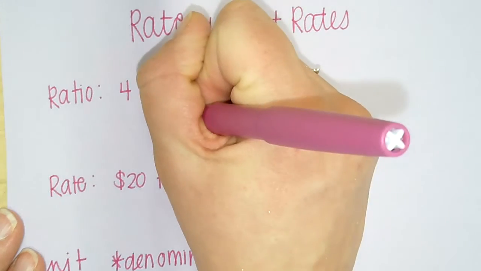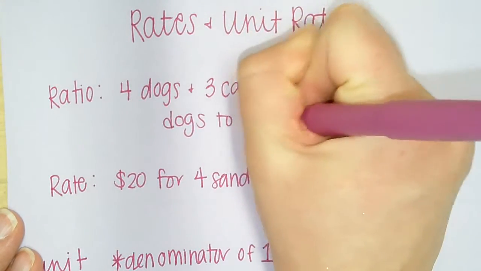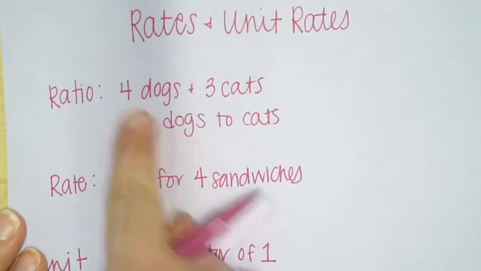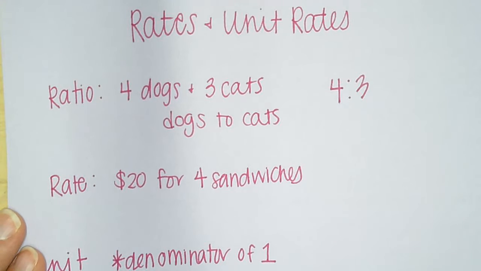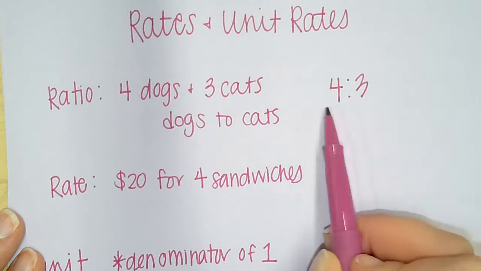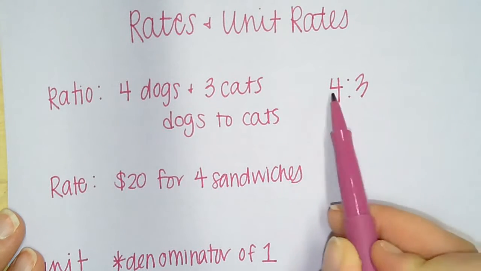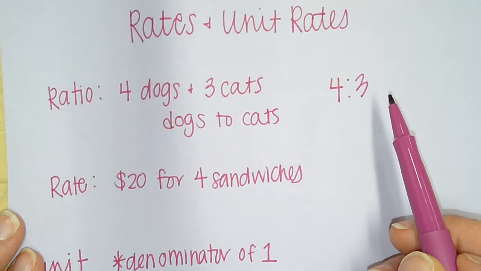And I can say, what is the ratio of dogs to cats? And you would say, well, it would be 4 to 3. We don't use units. We just say 4 to 3. The ratio of dogs to cats is 4 to 3. For every 4 dogs, there are 3 cats. That would be your ratio.